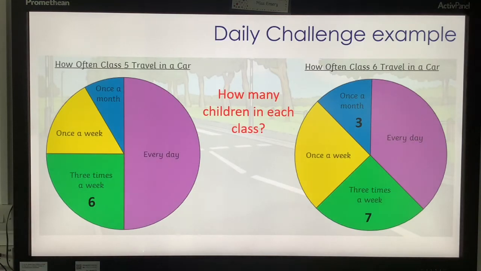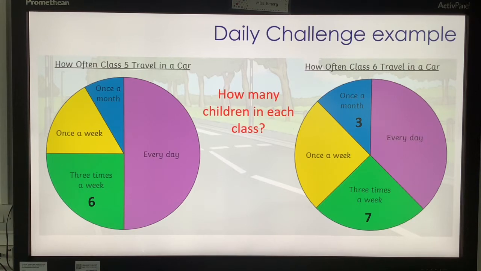So I'm going to go through a challenge example today, and then you will have a very similar challenge to do yourself. So we've got two pie charts here. The one on the left shows how often class 5 travel to school in a car, and the one on the right shows how often class 6 travel to school in a car. So you've got two different classes here, and the first thing to work out is how many children are in each class.